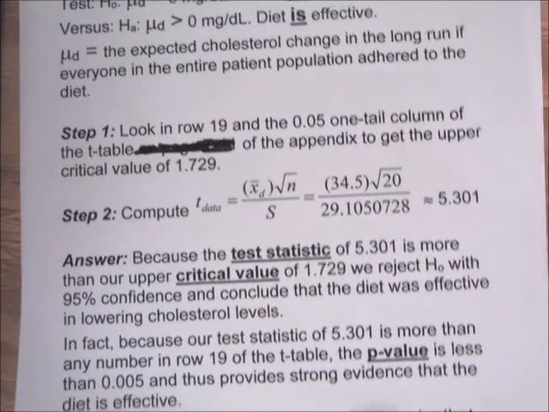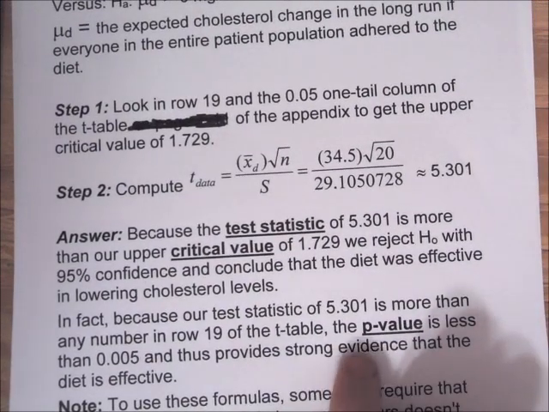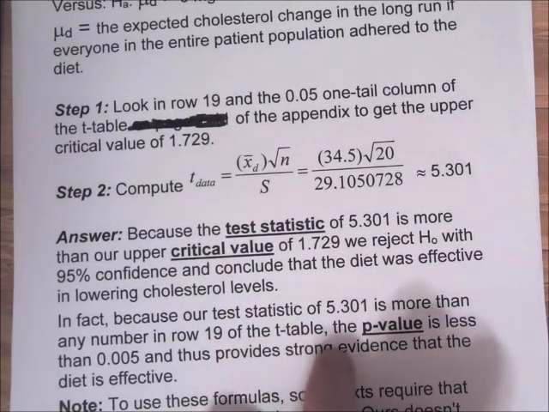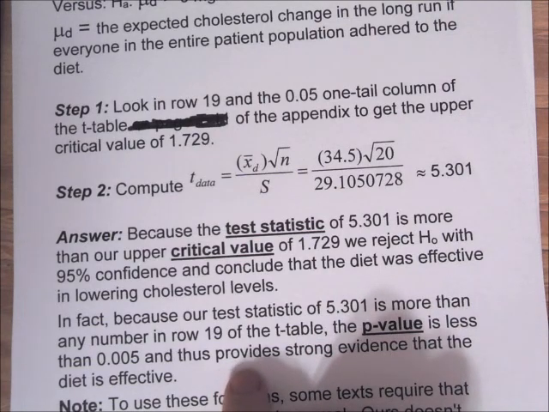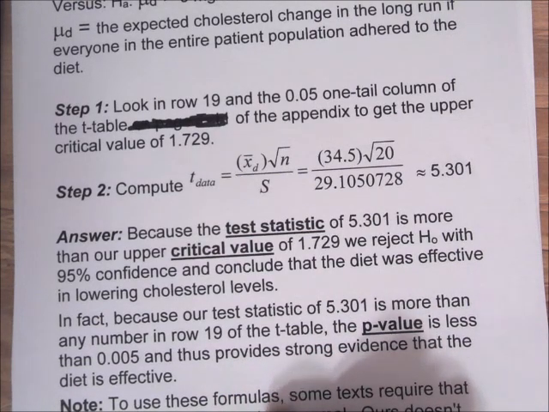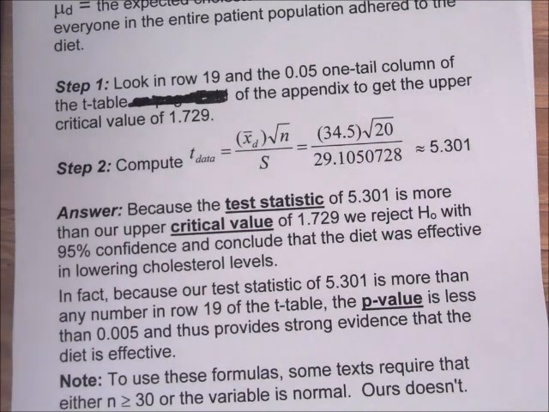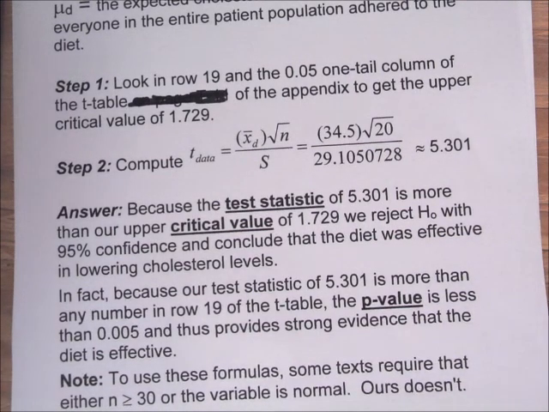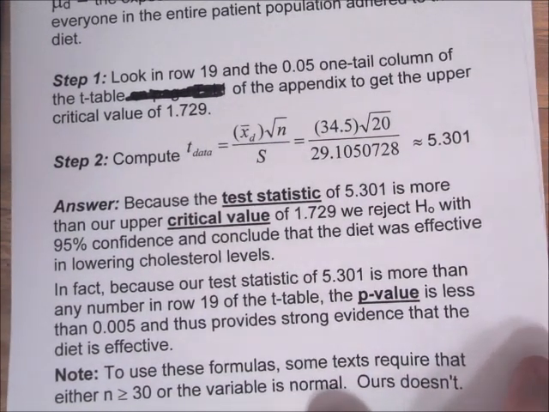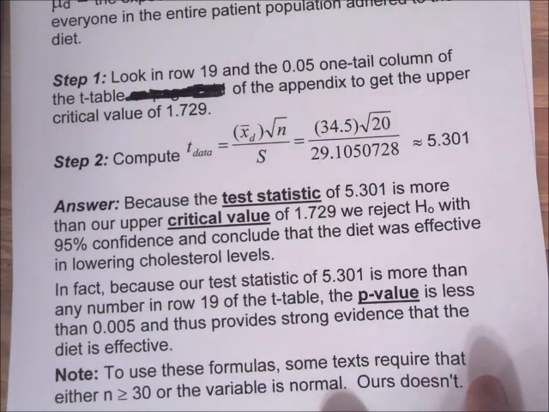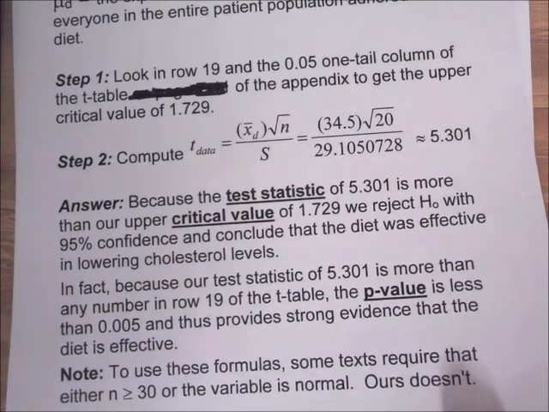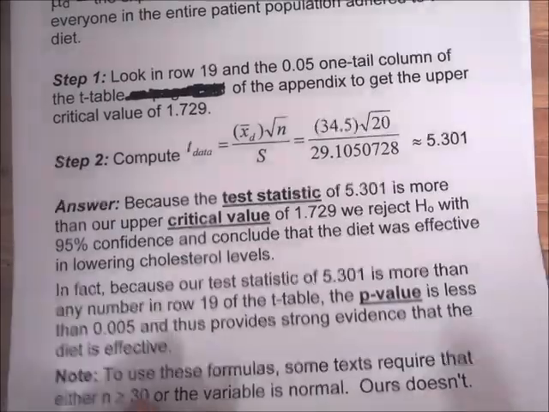In fact, because our test statistic is more than any number in row 19 of the t-table, the p-value is less than 0.005, and actually provides strong evidence that the diet is effective. And to use these formulas, some texts require that the sample size be at least 30 or the variable is normal, but ours does not require that.